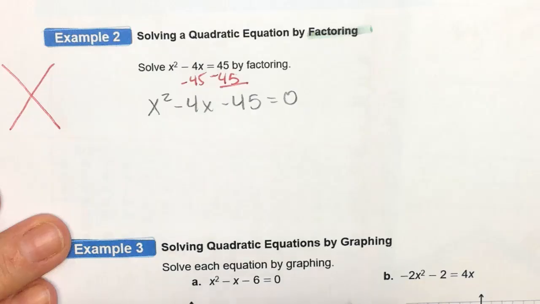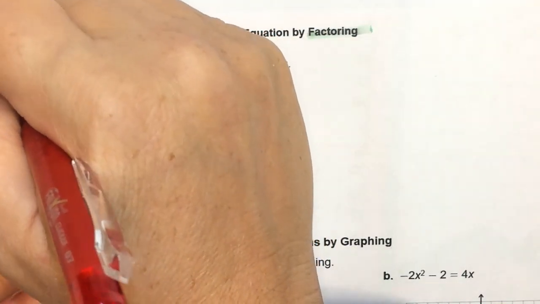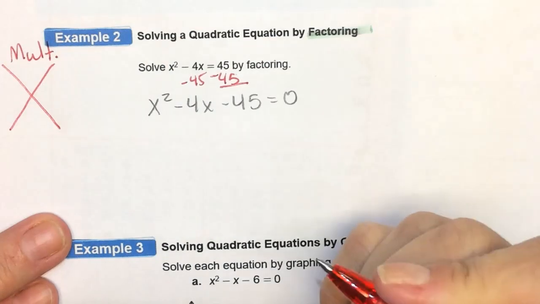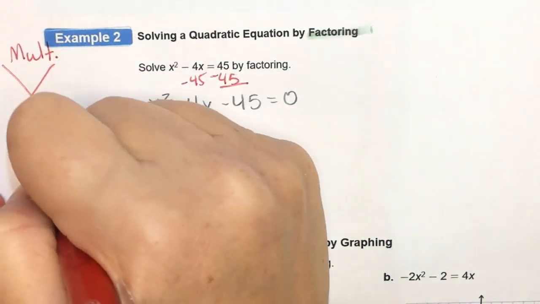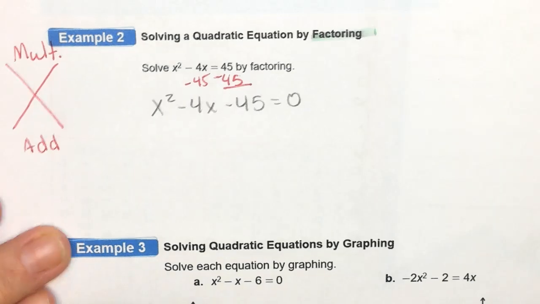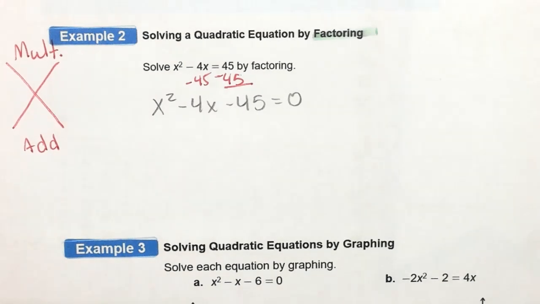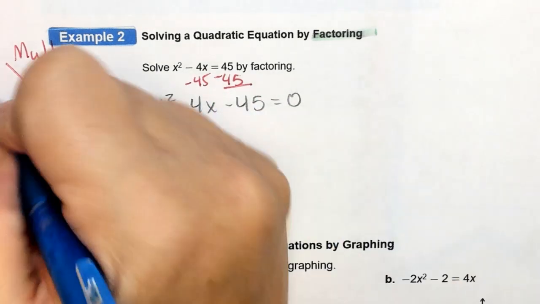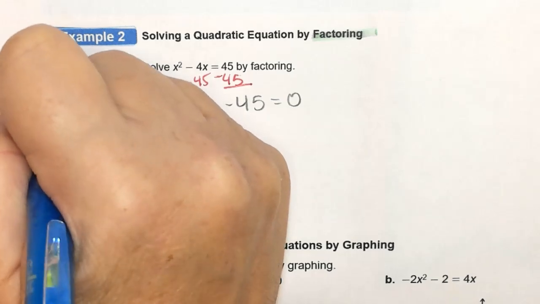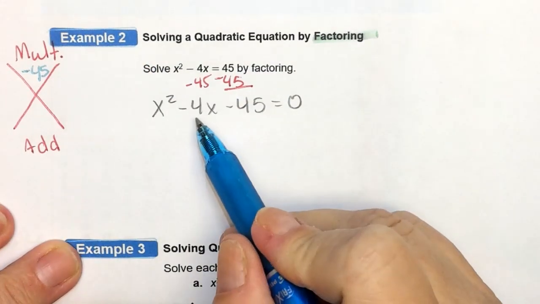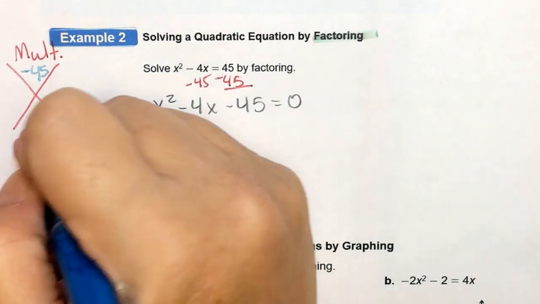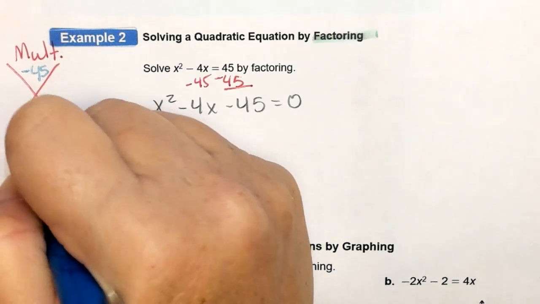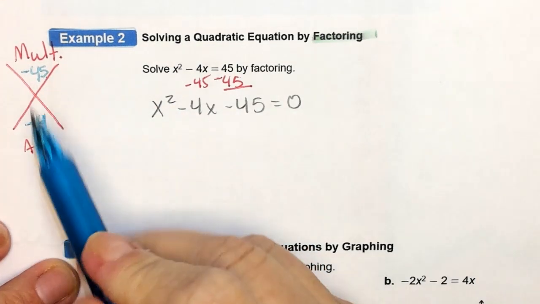I'm not really sure, but essentially what you're doing is you're setting it up with multiplying, so I'll write the words out, but in the future I won't, and adding. So what are we multiplying? What are we adding? We're essentially looking for two numbers that when you multiply them, you get negative 45, but when you add them, you get negative 4. So think about some numbers that you could multiply to get negative 45 and add.